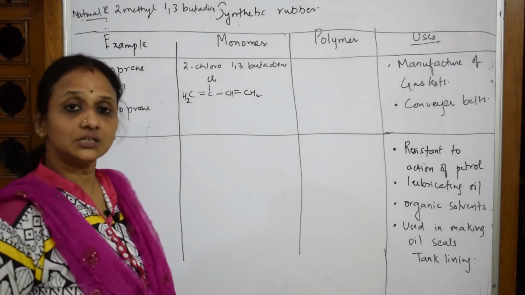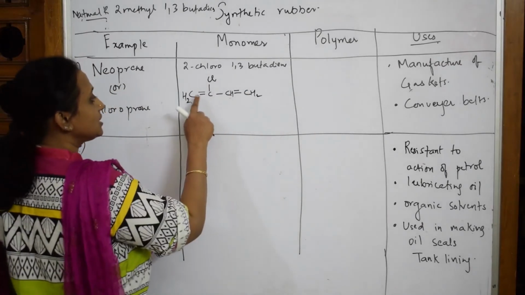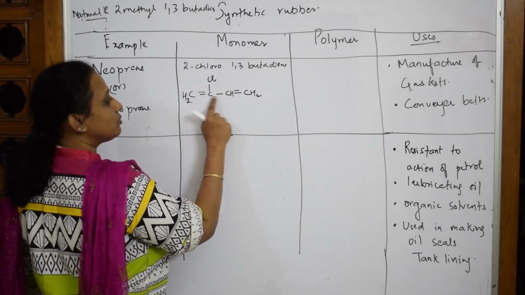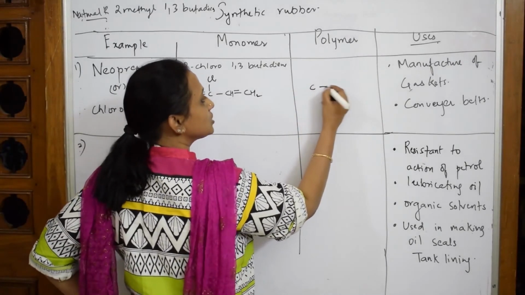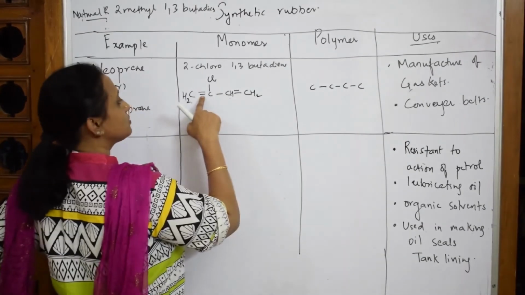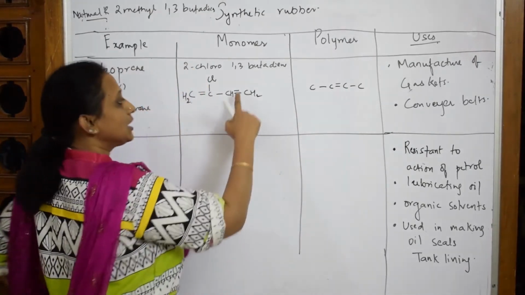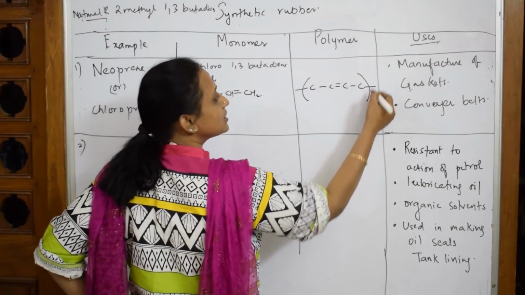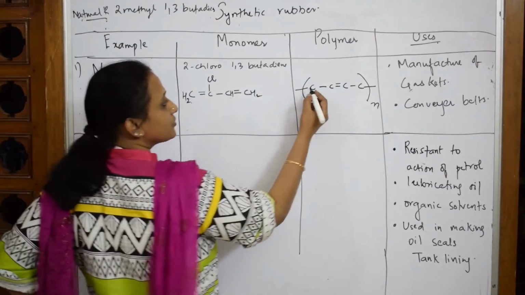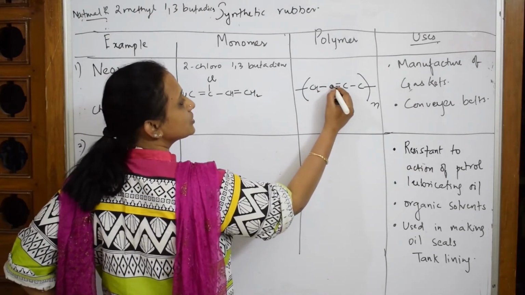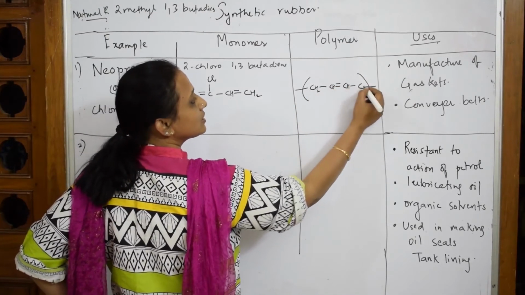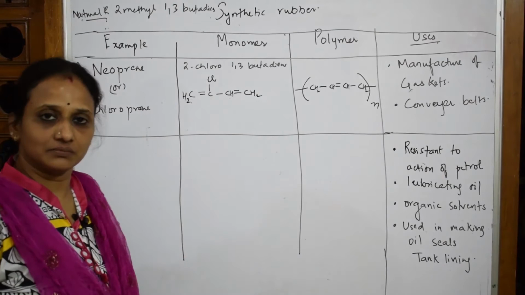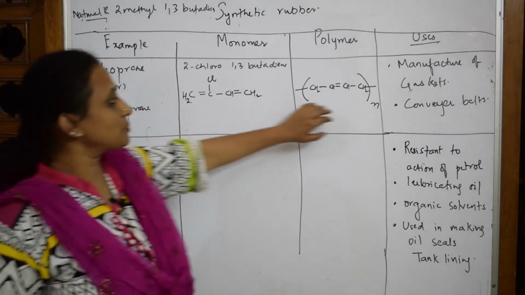Suppose I have to write the polymer of this. Now this bond, careful, is going to shift here. Observe carefully: 1, 2, 3, 4. The double bond from here is going to shift here. I'm going to get a double bond here, and the other will break open and form the polymer. So you're going to link it in this way and write n. Fill in the hydrogens: 2 for this, 1 for this, 1, and for this 2. This is the monomer of neoprene, and this is the polymer of neoprene.